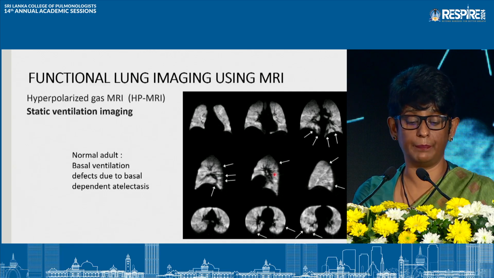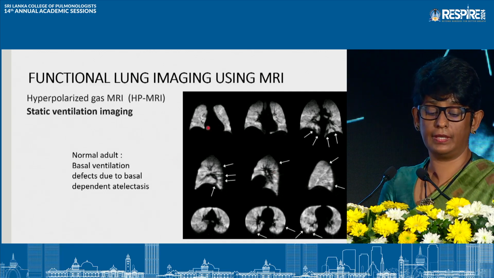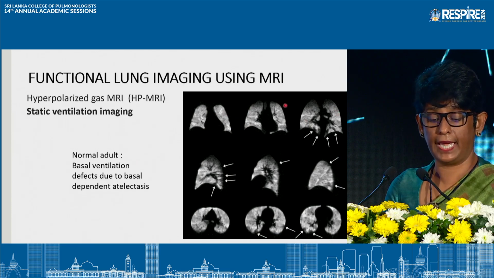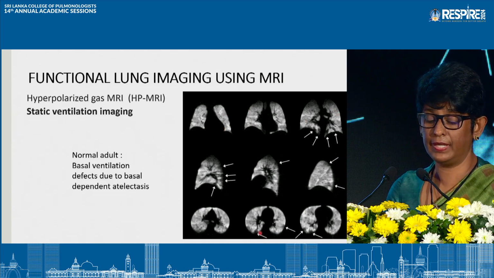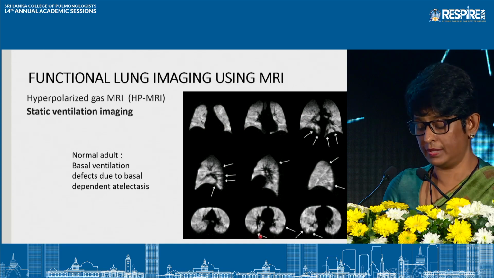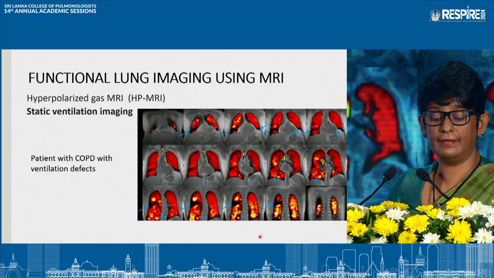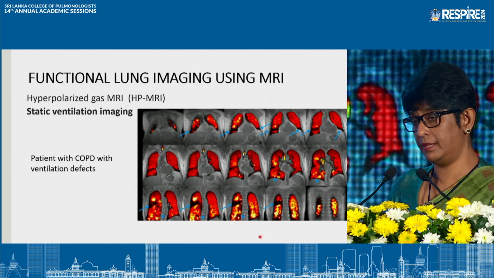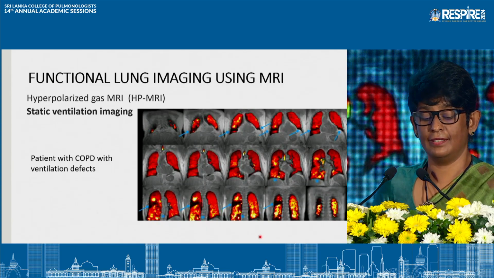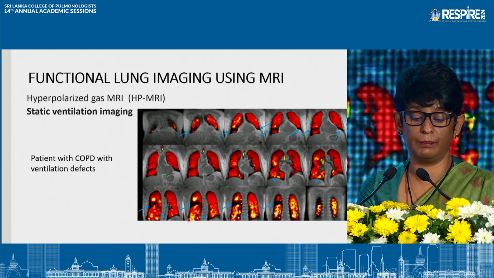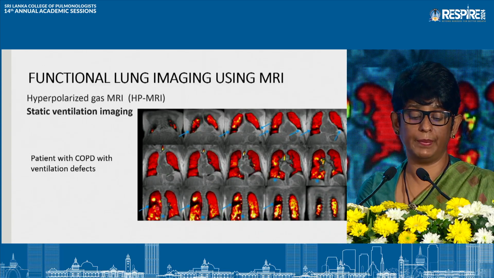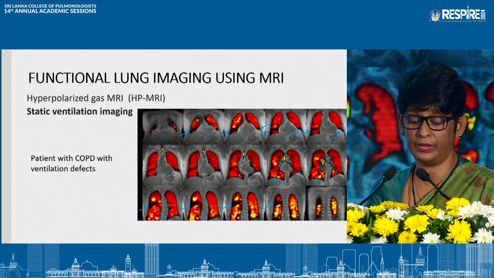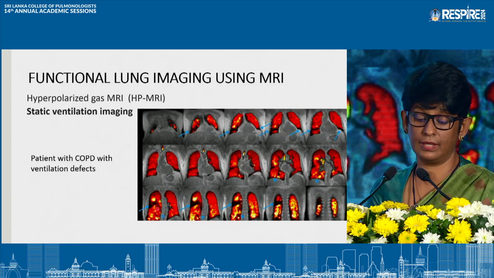So this is an example here. We have normal adults with well-aerated lungs with helium gas. There are some filling defects along the bases, but that is normal in adults. And this is a patient with COPD. Now the color code is personal, that can be altered. There are multiple filling defects in a patient with COPD. So that is static ventilation, and these filling defects can be quantified.